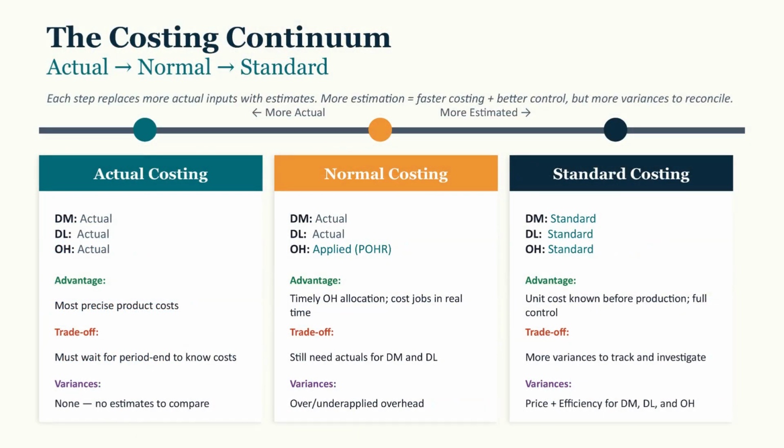Consider costing as an evolution, not three unrelated systems. Actual costing means waiting until period end, fine for small shops but unsuitable for large manufacturers. Normal costing improves timeliness by estimating overhead with a predetermined rate, creating one variance. Standard costing extends this by presetting benchmarks for materials, labor, and overhead. Each speeds decisions. Now that we know what standard costs are, let's talk about setting them effectively for better planning.